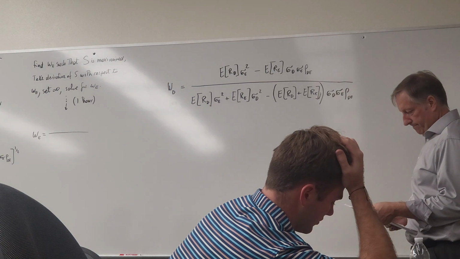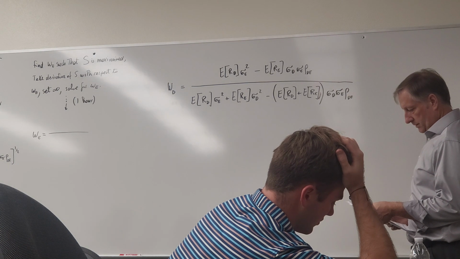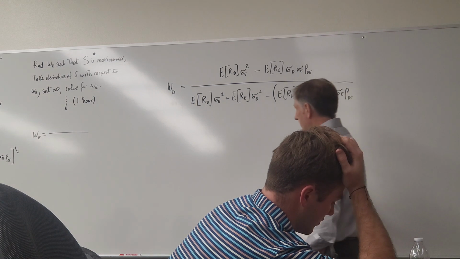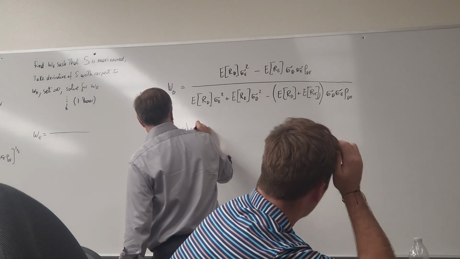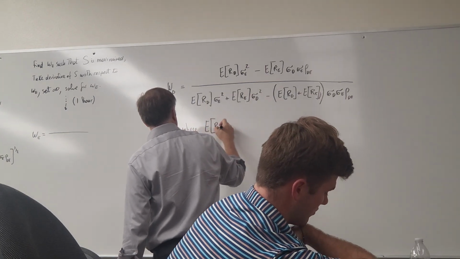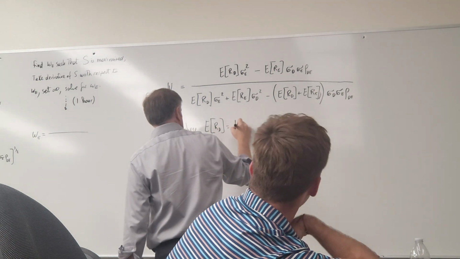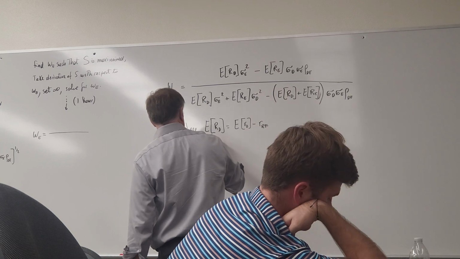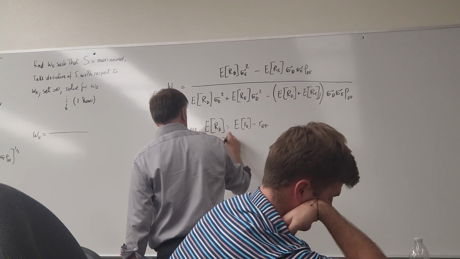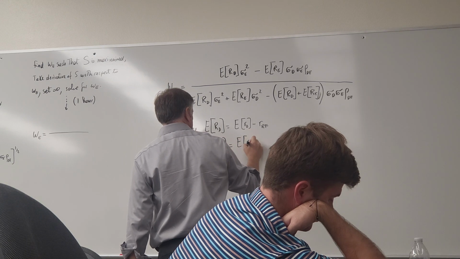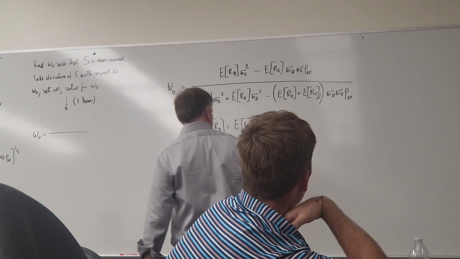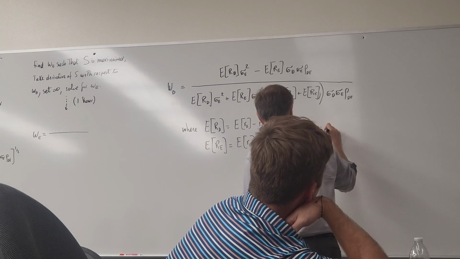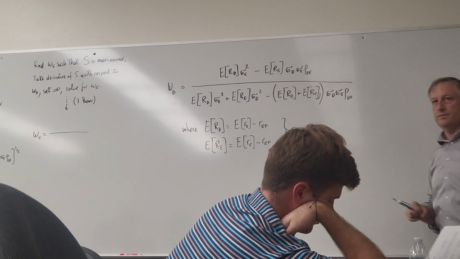Hold on, let me double check. The parenthesis is closed right here. Okay, and where the capital R D is the expected return of D minus the risk-free rate, and capital RE is the expected return of E minus the risk-free rate. We call those excess returns. Expected excess returns.